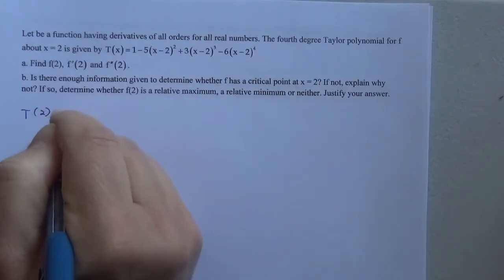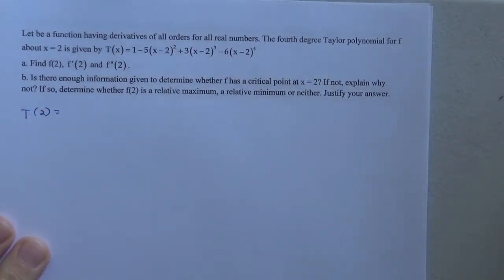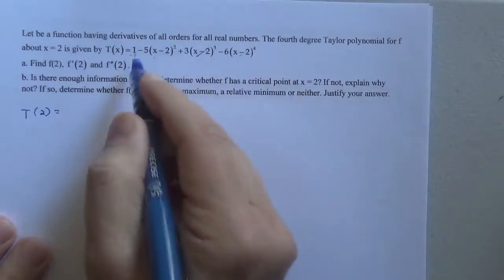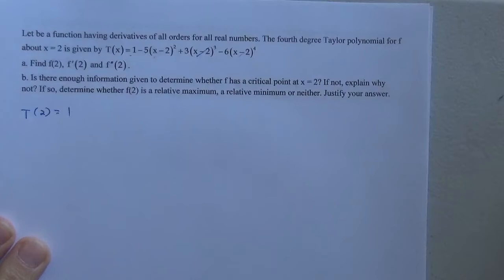T of 2 is going to be the same thing as f of 2. Because when I plug in 2 to all these things, this goes to 0, that goes to 0, that goes to 0, I'm just left with 1.